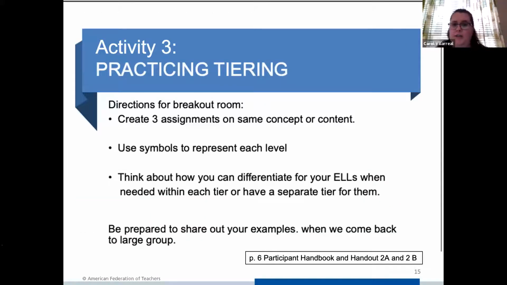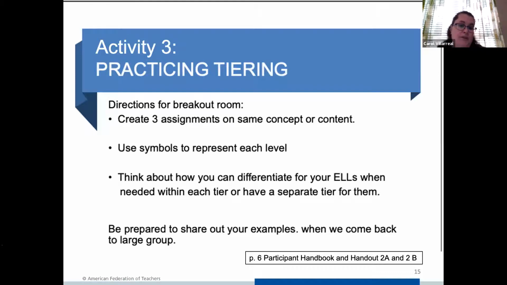So now we're going to do a little practice. We're going to be putting you in some breakout rooms. And what you're going to do in the breakout room is you're going to create 3 assignments, or at least start creating an assignment on some concept or content. So you can choose as a group what you would like to tier. Use symbols to represent each level, like we did in our examples.